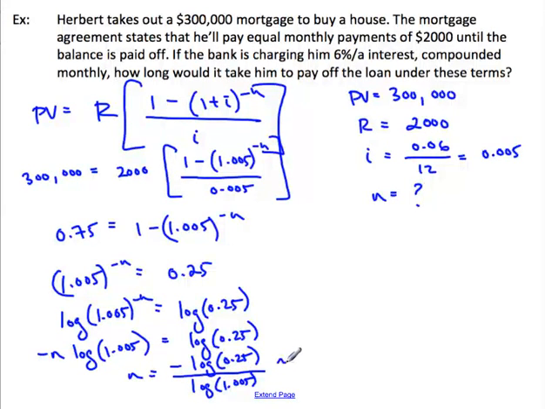And if I put that into my calculator, I get approximately 278, or because n was in months, we're talking about a month-long compounding period, approximately 278 months, which is equal to 23 years and 2 months. So that's how long it would take him to pay that off, given the terms of the mortgage.